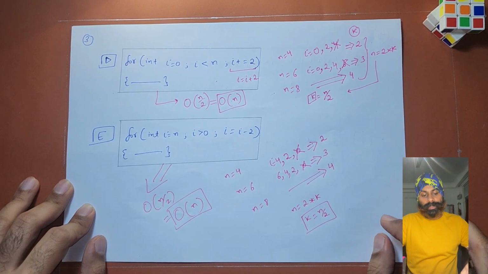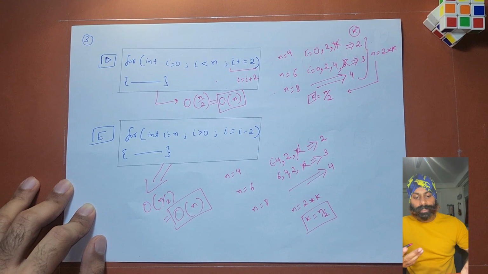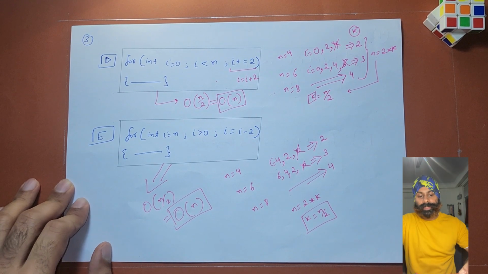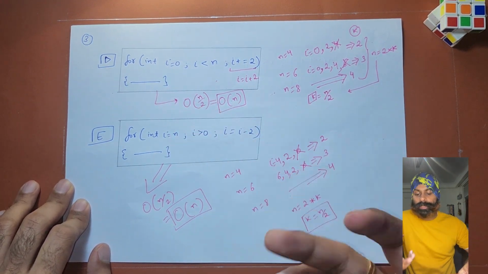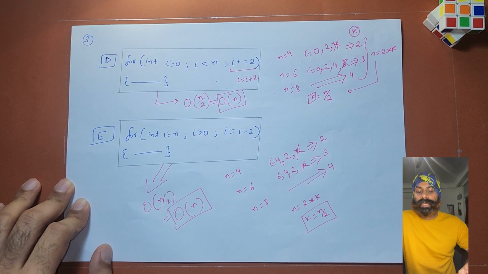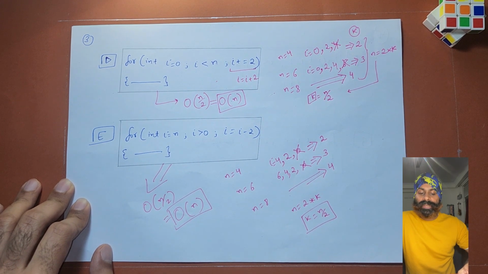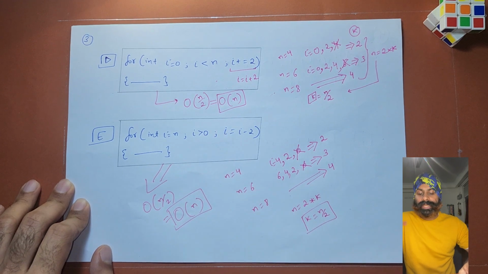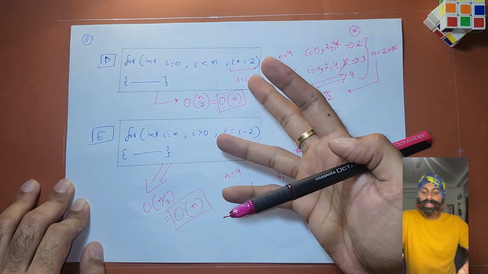In fact, if you look at D and E closely, you will realize it's kind of same. If this statement is same, then both of those things are doing the same thing, right? It's just that there it is going from 0 to n, incrementing 2 every time. Here it is going from n to 0, decrementing 2 every time, right? They're both kind of same, right?